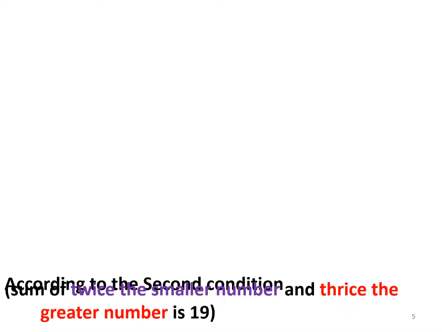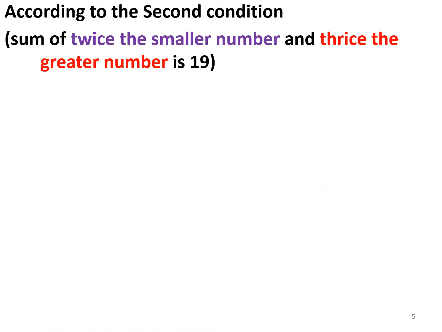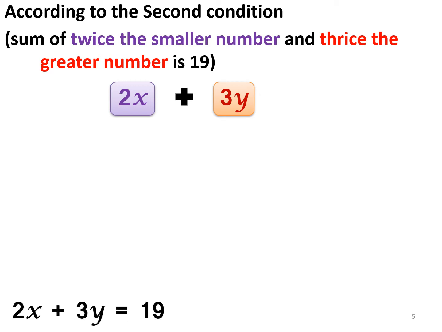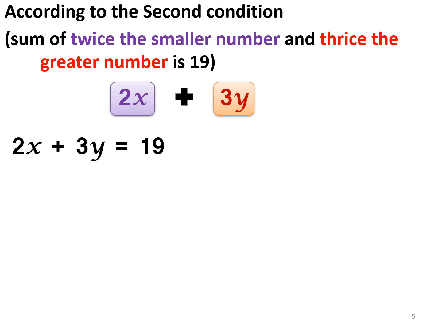Now the next condition. The sum of twice the smaller number and thrice the greater number is 19. Twice the smaller number will become 2x. Thrice the greater number is 3y. Sum means addition, and that is what the equation turns out to be. 2x plus 3y is equal to 19.